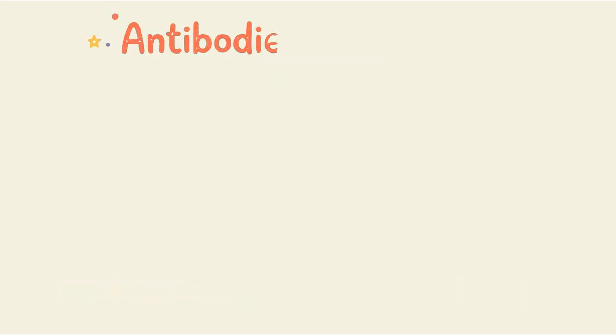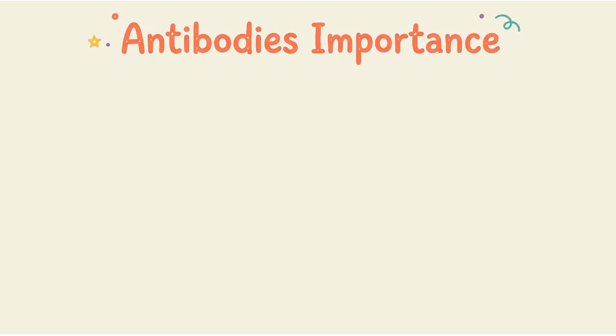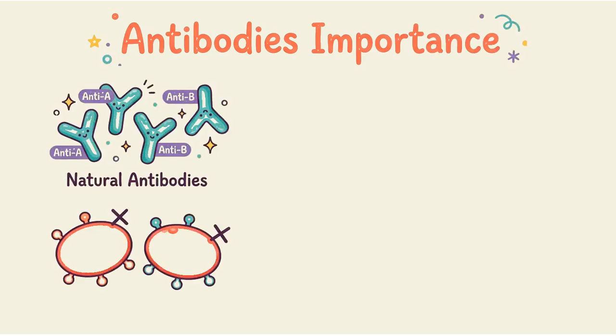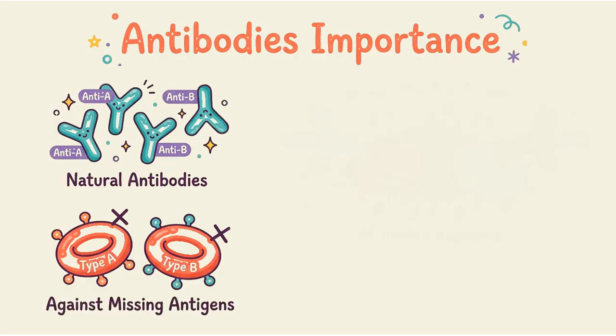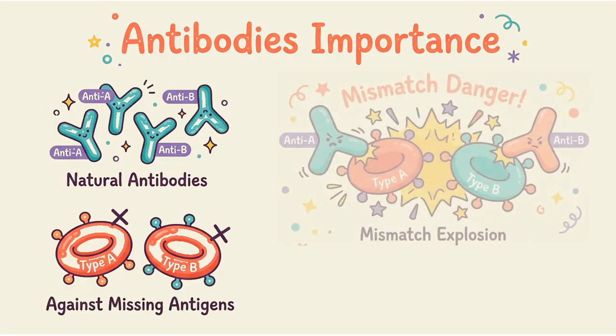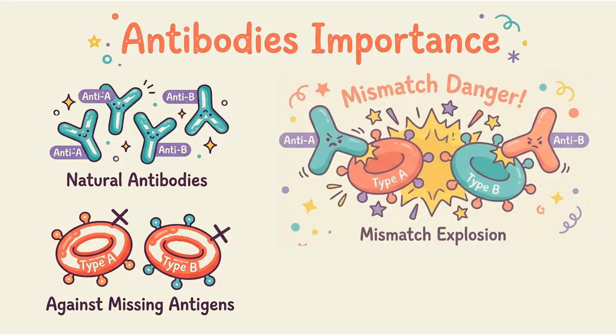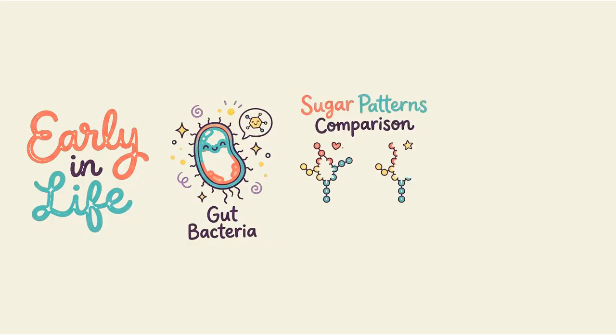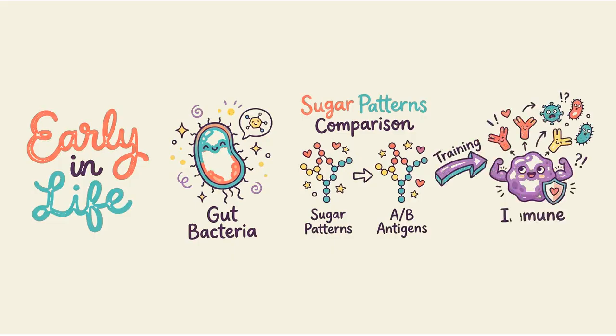What makes ABO especially important is antibodies. People naturally carry antibodies against the A or B antigens they don't have. That's why an ABO mismatch can cause an immediate and dangerous transfusion reaction, even if it's your first transfusion. Those antibodies likely form early in life because common gut bacteria carry sugar patterns that resemble A or B antigens, training the immune system to react.